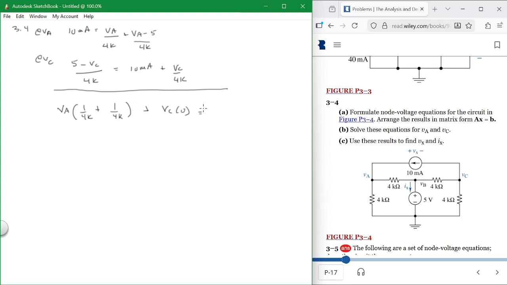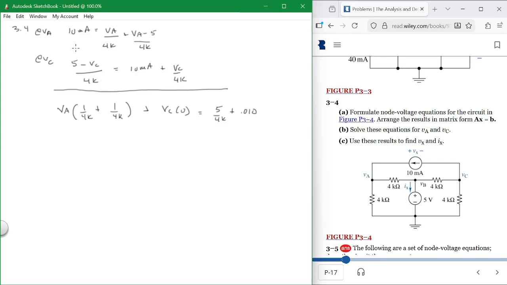Equals, now I'm shifting the left to the right and the right to the left. I hope you understand that. Is equal to what? 5 over 4K plus 10 milliamps, or 0.010. Okay?